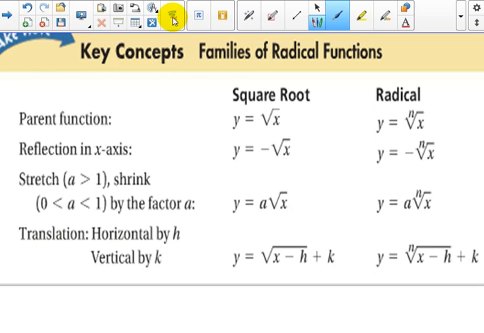So let's look at the parent function, y equals the square root of x. We're going to learn what that looks like in just a minute. For any other radical other than square, it's the same thing, except you're going to have a number right there where the n is. So the cube root of x. The only two we're going to work with in this assignment are the square root and the cube root, but they're giving you the rule with n there, because it could be any root.